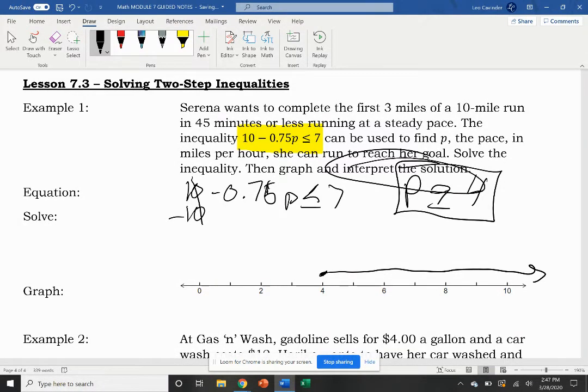I didn't tell you to interpret the solution, but if it does ask you to interpret the solution, it means what does that mean? P is greater than or equal to 4. It's basically saying she wants to complete it in 45 minutes at a steady pace, which means she'd have to go at 4 or more miles per hour to reach her goal.